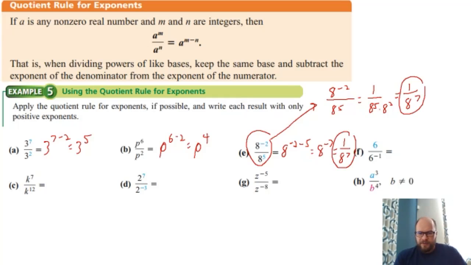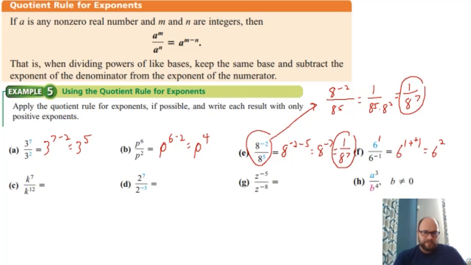So on F, we now have 6 over 6 to the -1. Well, this 6 on top, it's like it just has a 1 at the top. So this would give me 6 to the 1 minus a negative 1. Be careful of those signs because we're subtracting a negative. So really that's plus a positive. So this would be 6 to the 2nd power.